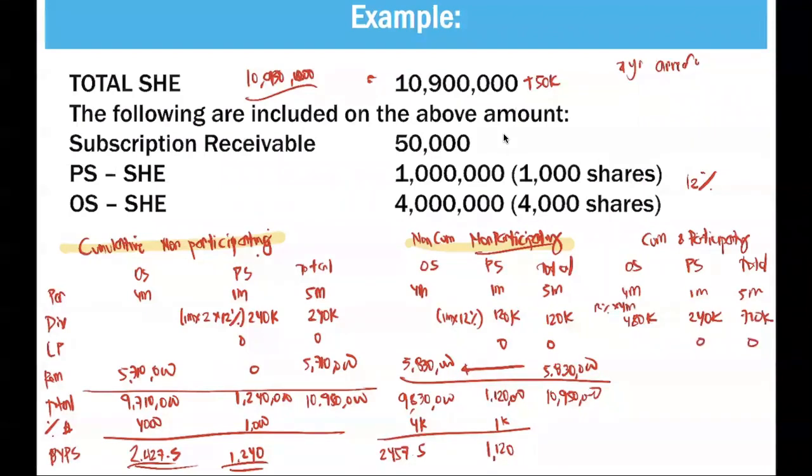Let's compute for the remainder. This must be 10.95 million. So 10.95 million less 5 million less 720,000, we have 5,230,000. So this is the remainder which will be shared by OS and PS.